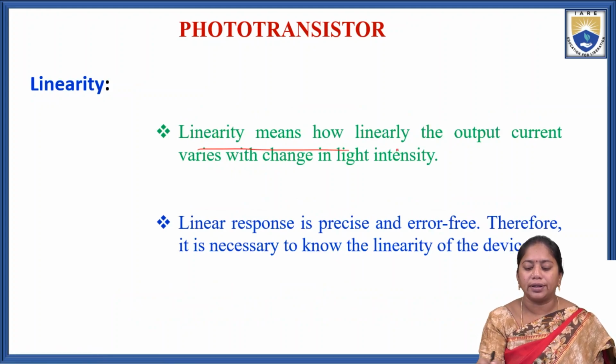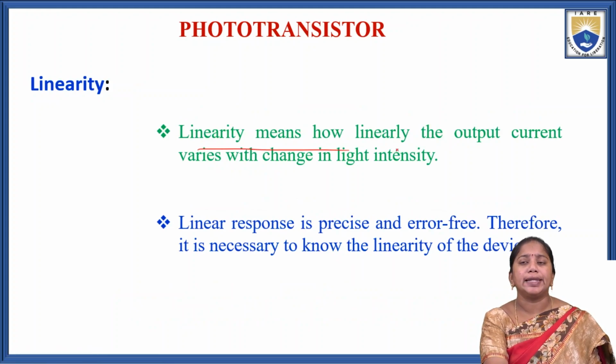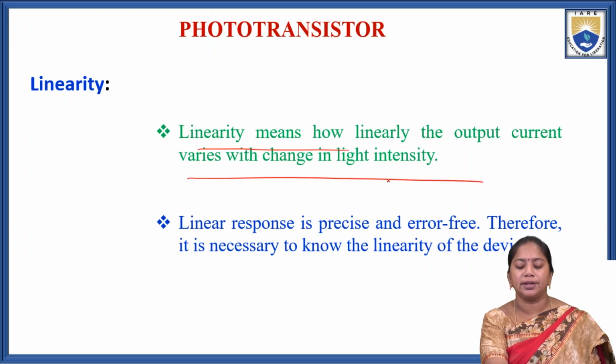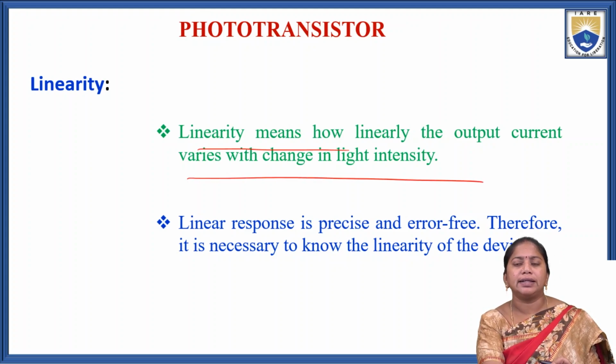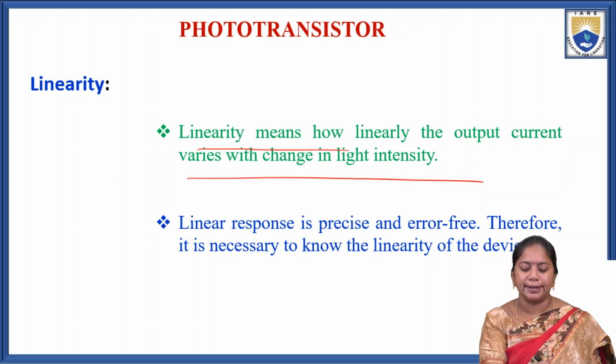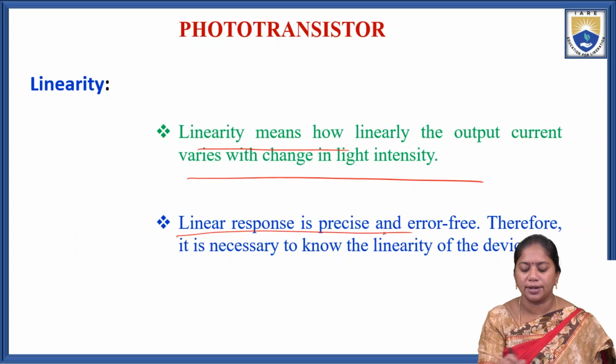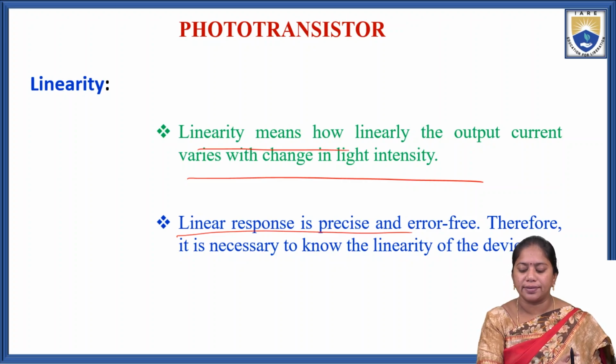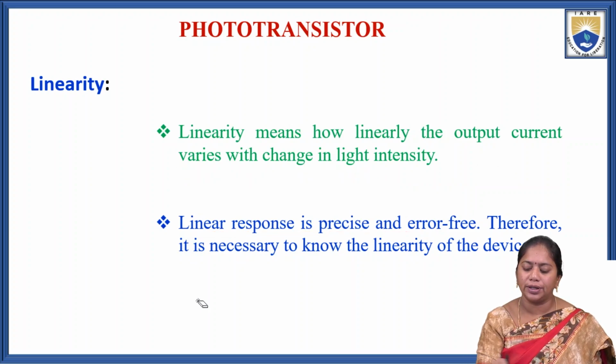Linearity. Linearity means how linearly the output current varies with the change in the light intensity. When the incident light intensity changes, how the current changes with the light intensity is known as the linearity. A linear response is precise and error free. Therefore, it is necessary to know the linearity of the devices.